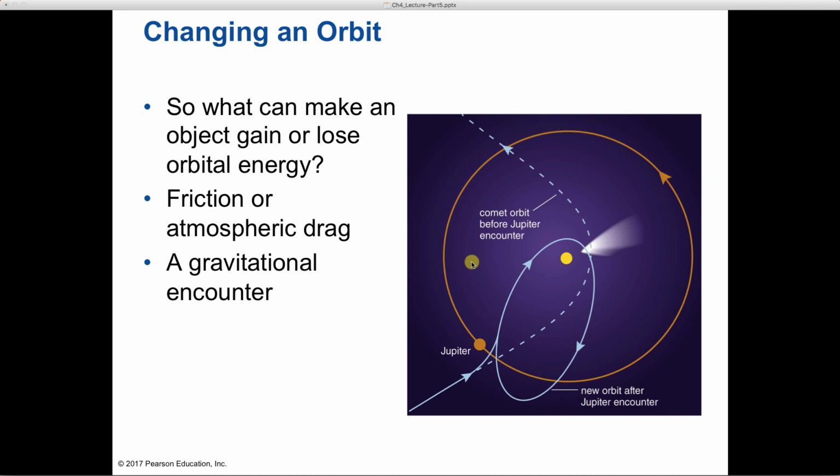Other things that could happen are if a planet, or say a satellite around a planet like the Earth, gets too close and encounters the atmosphere of the planet, we can change the orbit of that satellite through friction, or what you might call atmospheric drag. So that's another way to change the energy of an orbit, and that would then change the shape of the orbit.